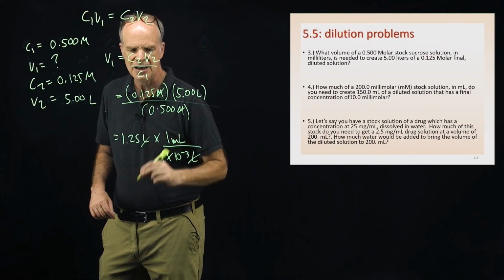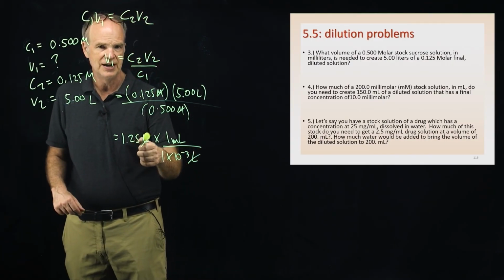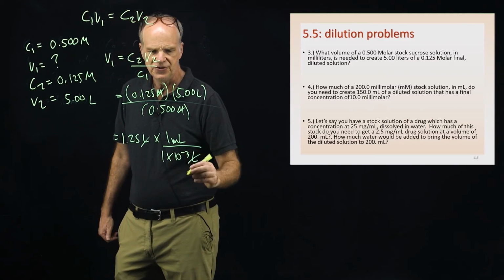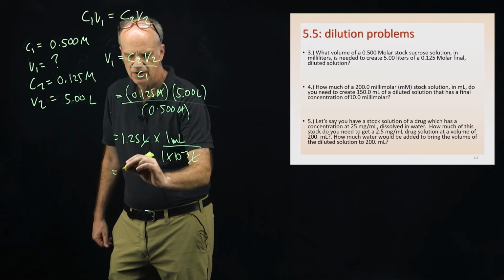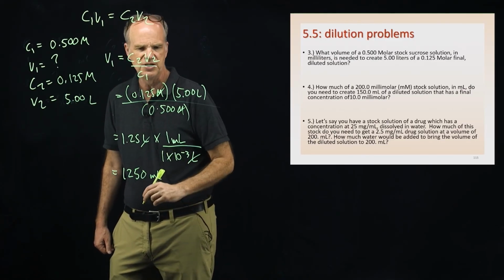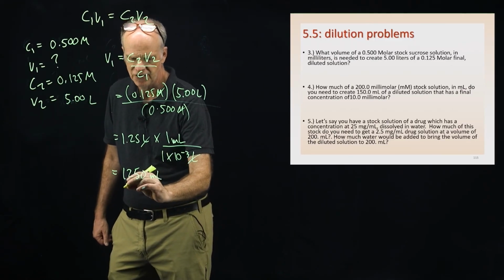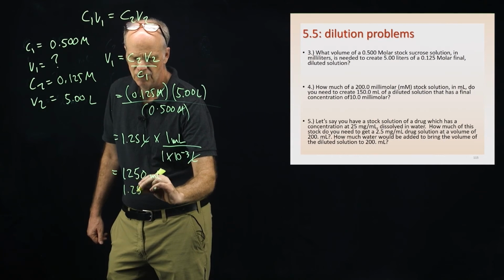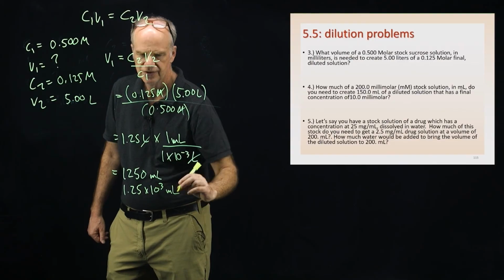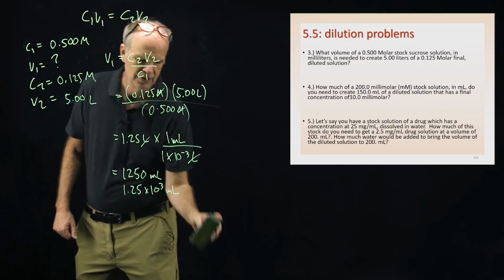And so the liters cancel, so it's going to be 1.25 times 1 divided by 1 times 10 to the negative 3. So the answer should be 1250 milliliters. I think there's only going to be 3 significant figures, so if you want to write this in exponential notation, it'd be 1.25 times 10 to the 3 milliliters. All right, let's move on.